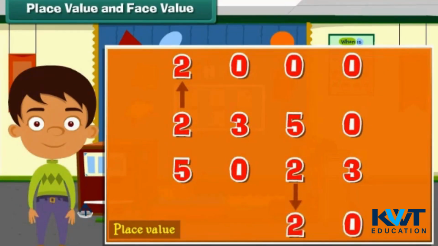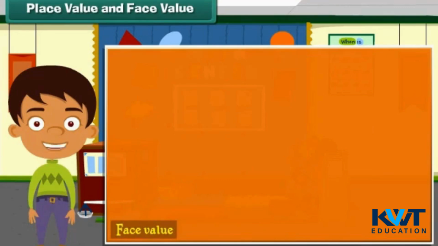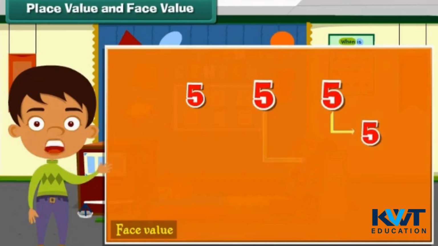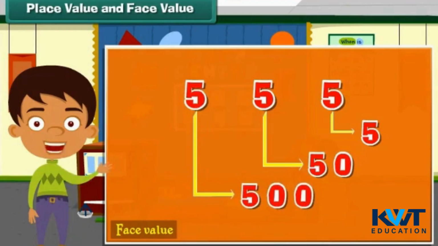Face value of a digit is the digit itself. The face value of the digit 5 in number 555 is 5 at each place, but the place value of 5 is different at each place. Moving from left to right, the values of the three 5s in 555 are 5, 50 and 500.